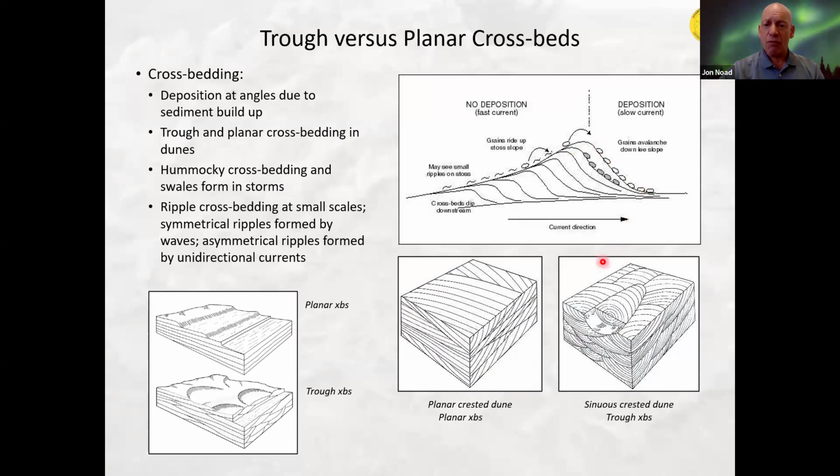So if you look at the diagrams at the bottom there, you can see this is trough cross beds with sinuous crested dunes, and then we have planar crested dunes on the left here as well. And when you look at how it would look on a riverbed or a shallow seabed, you can see that you end up with either planar dunes or these curvy dunes as well. And these are really some of the most common depositional sedimentary structures that you're going to see in the fossil record. And we'll talk about these more as we go through.